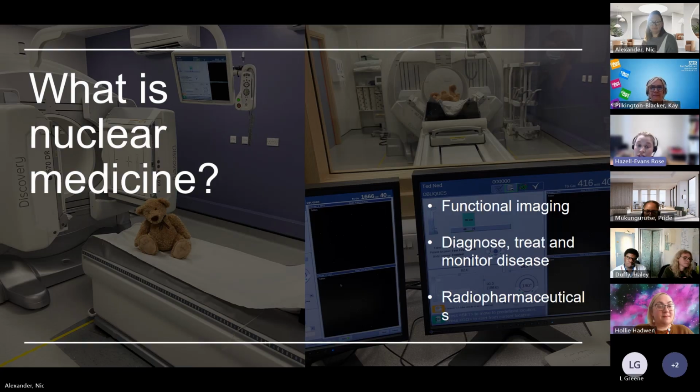The majority of departments will have a SPECT CT system these days, like the one pictured here with Ted, the nuclear med Ted. This allows us to get functional information from the nuclear medicine scan along with a CT for anatomical information. This improves diagnostic confidence, and it can mean that the patient doesn't need further imaging. This is called hybrid imaging and is an improvement in the patient care pathway. Next slide, please.